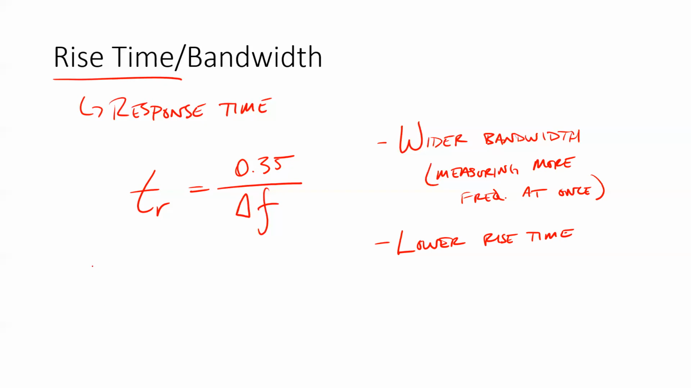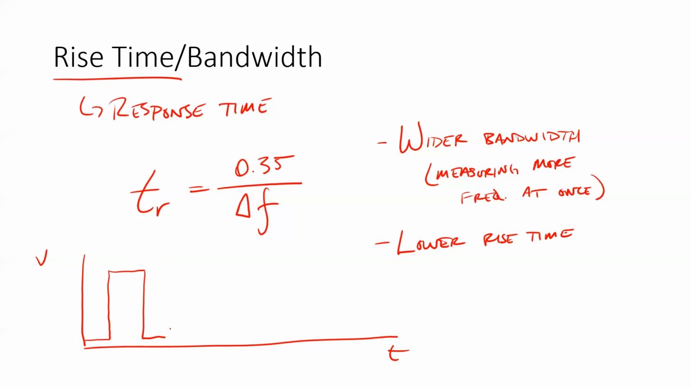When we talk about a rise time, let's draw a little diagram here. This is time, and here we have our voltage. If I have a good rise time, then that increase is going to happen pretty quickly. Right? This is a short T sub R. If I have a longer rise time, it might look like this.